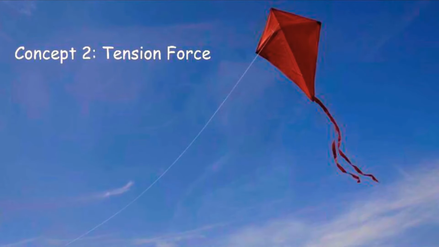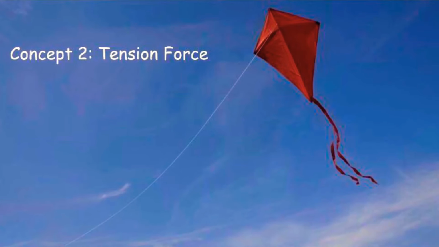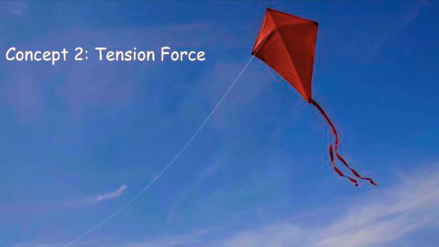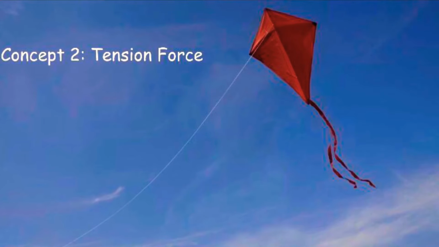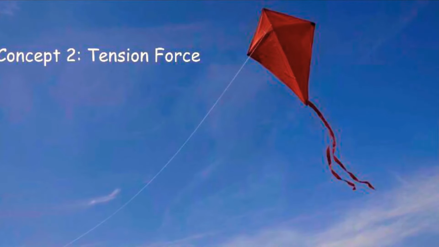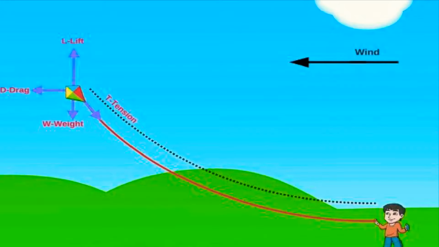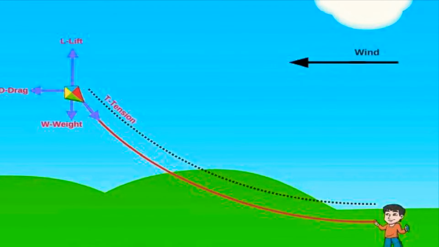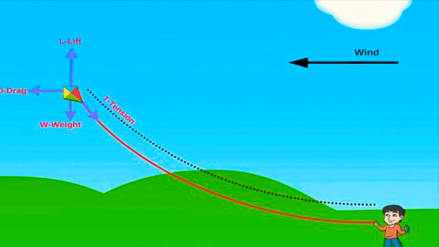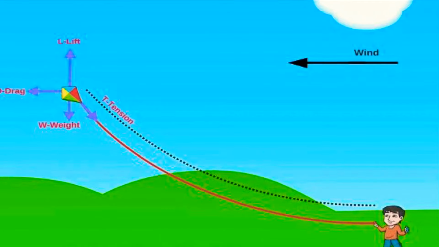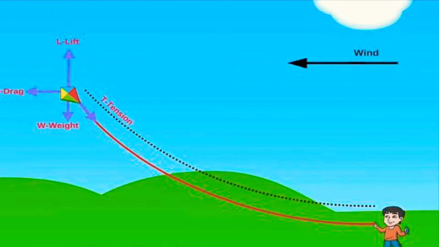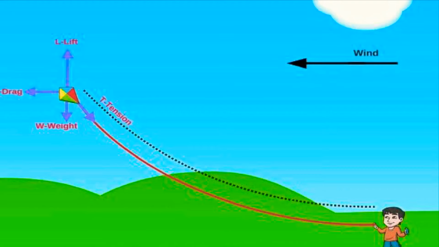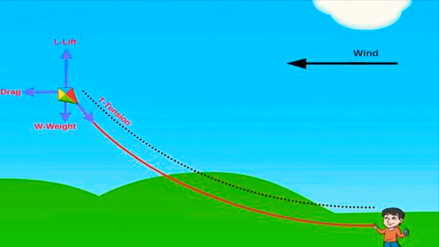The second concept used in kite flying is tension force. Since kites require the use of a string that can be stretched, there is tension force, which is important when controlling the kite in the air. When the wind exerts force onto the kite, that force can be felt by the person because the force travels through the string. This can also be true vice versa when the person exerts force through the string to change the kite's position and direction.